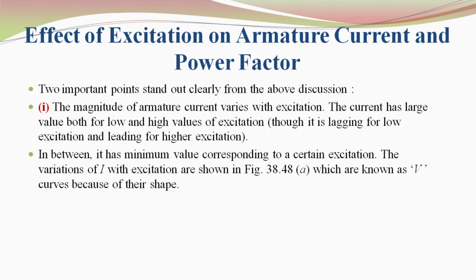So 2 important points stand out clearly from the above discussion. First one is that the magnitude of armature current will vary with excitation, and the current has a large value both for low and high values of excitation. Though it is lagging for low excitation and leading for higher excitation, still we can say that the current has a large value both for low and high values of excitation. So in between it has a minimum value corresponding to a certain excitation.